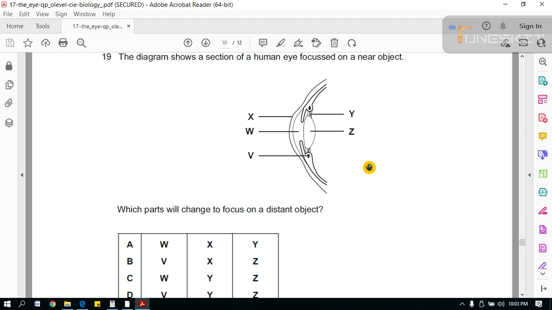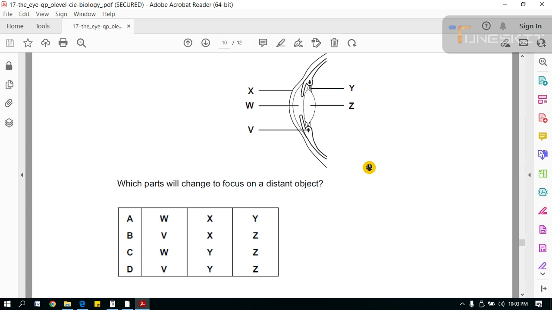V, Y, Z. So which parts will change to focus on a distant object? So it means option D is correct here. V, ciliary muscles will relax when you see things at a distance, and definitely when ciliary muscles relax, suspensory ligaments will contract and the lens will become thin, right? So V, Y, Z. Option D is correct in this case.